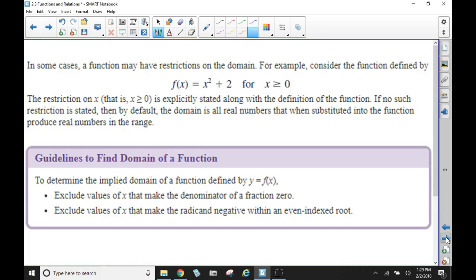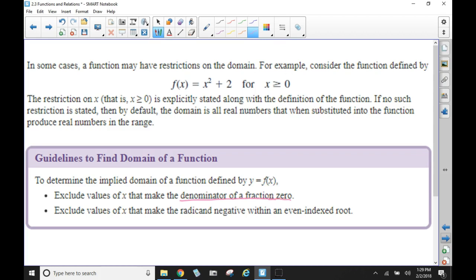Okay? Now, on our next set of examples, we're going to need to look at the guidelines given just an equation and not a graph. How do we determine what the domain would be? Well, we do have two things that we need to consider. It says to determine the domain of a function defined by y equals f of x. It says to exclude all the values of x from our domain that make the denominator of a fraction 0. Okay, that should be nothing new.